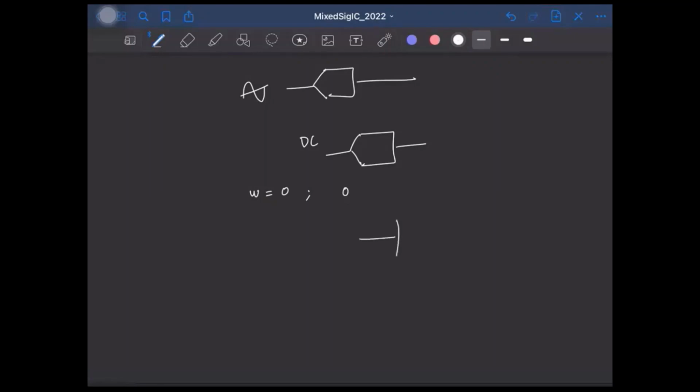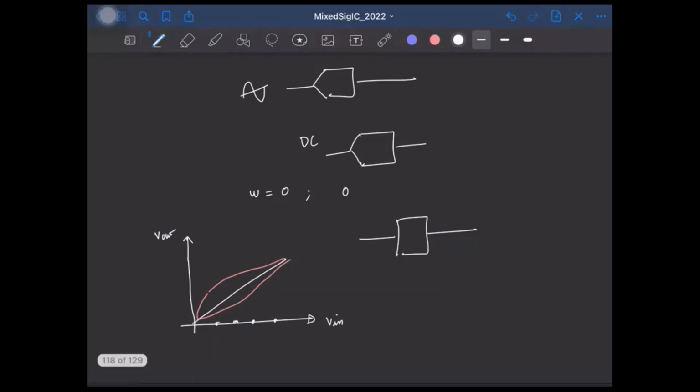Well, if you take any system to characterize it for DC, we apply the input voltage as DC and keep varying the amplitude, and measure the output for each input DC. If the system is linear, we'll have a linear characteristic like this. So this is my output voltage. And if it's not linear, we'll have some kind of nonlinear response. This is how we can find and characterize the nonlinearity of the system, and that's exactly what we will do with our ADC also.